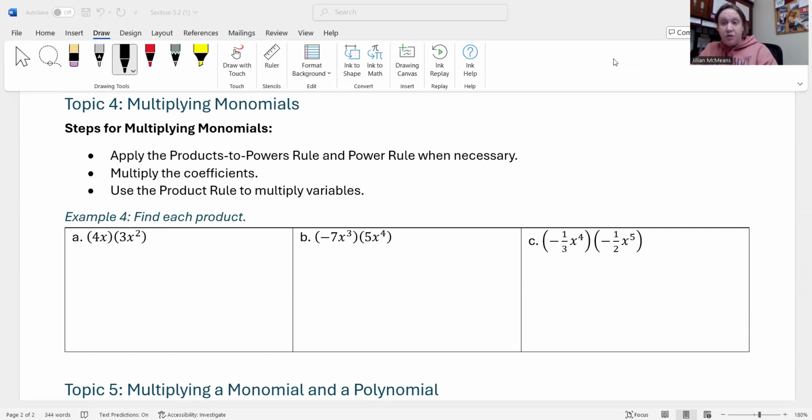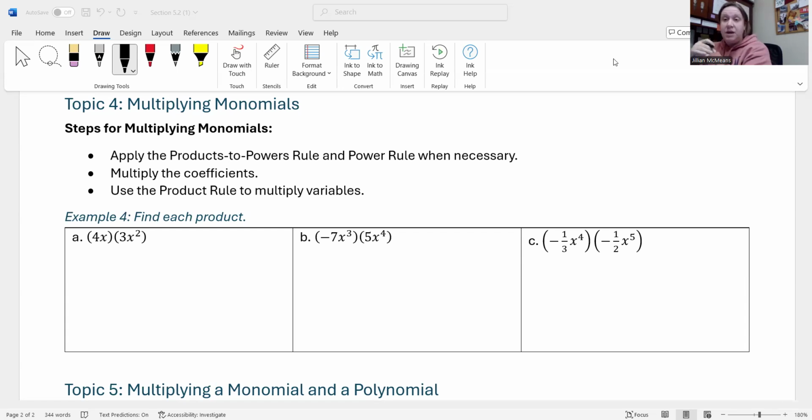So for topic 4, we're going to multiply very specifically monomials. And remember, monomials are polynomials with exactly one term. So we're going to be multiplying two or more expressions that are just one term each, okay? So when this happens, if you have a products to power rule, do that first. So if you have an exponent outside parentheses, take care of that first.